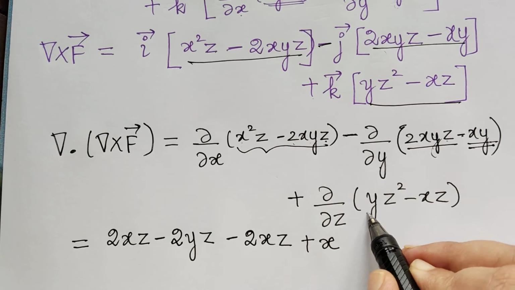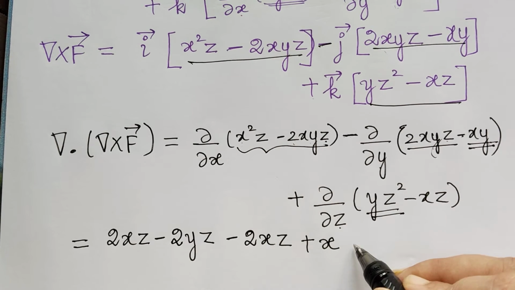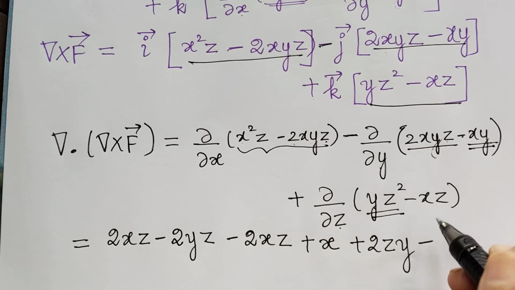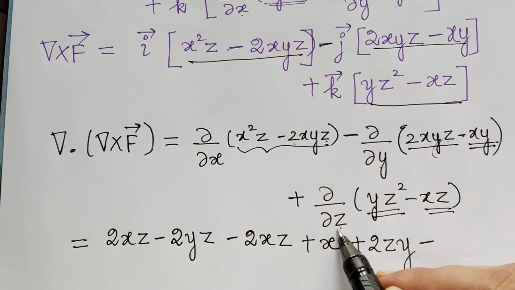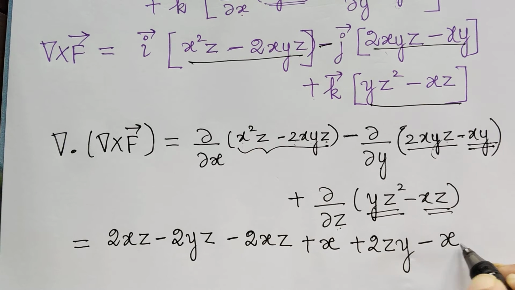And then partial differentiation of this with respect to z. So it will be 2z, so plus 2zy, minus partial differentiation of this with respect to z. For z it will be 1, so we will be getting minus x as it is.